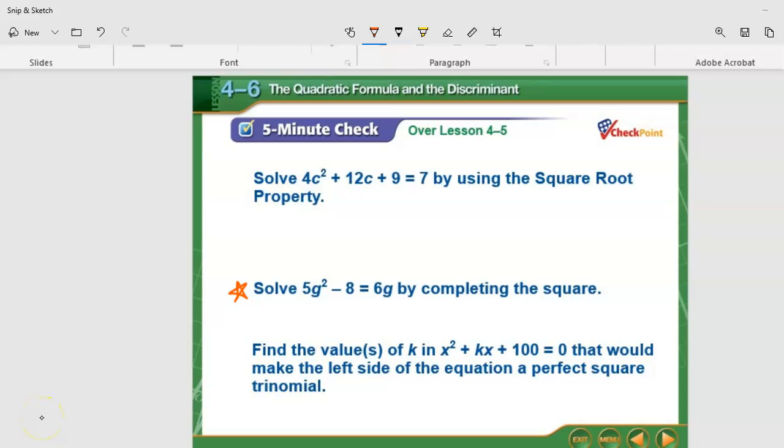Okay guys, this video is going to be over 4-6, which is over the quadratic formula and the discriminant. These particular problems are a review over 4-5, so you are more than welcome to try them out. Remember to go back over the square root property. You can look it up in your textbook and work this problem out.